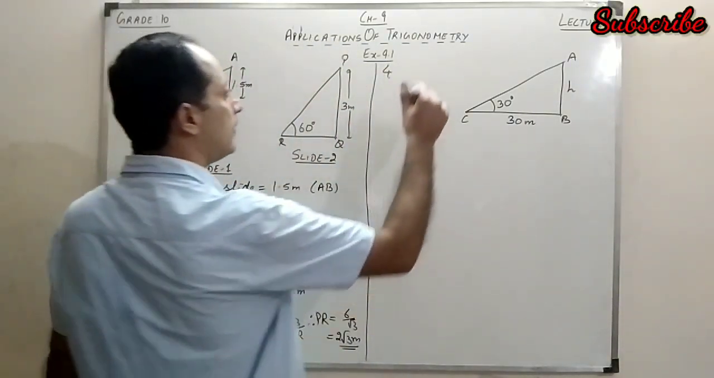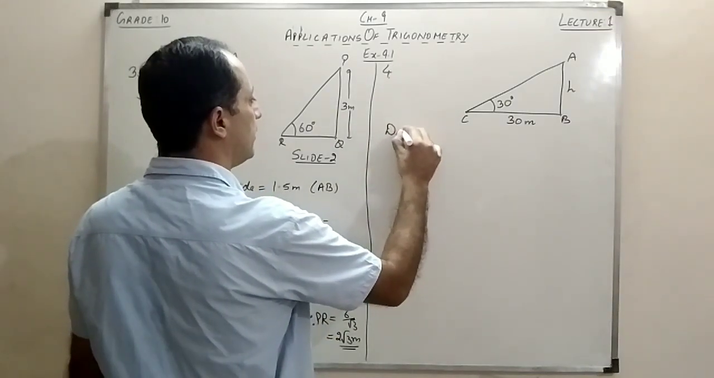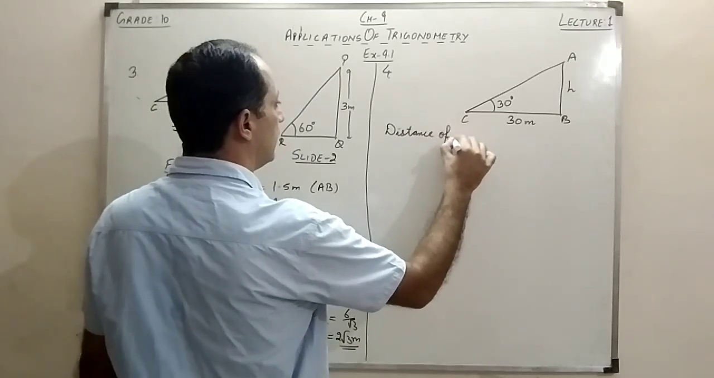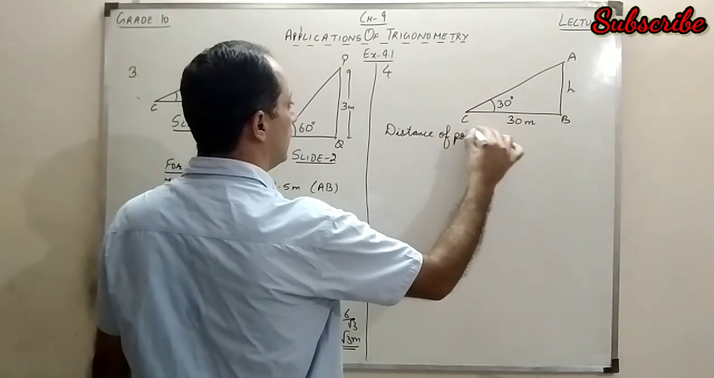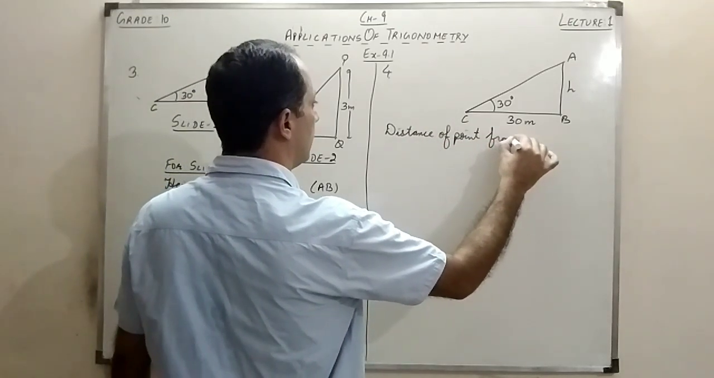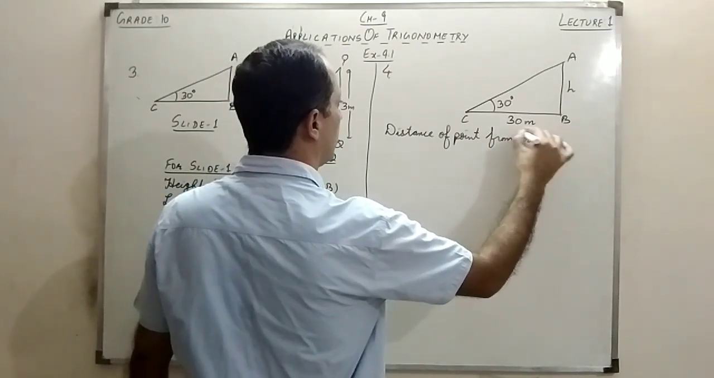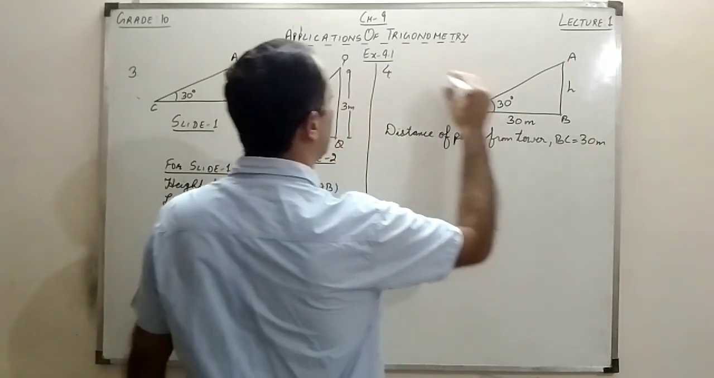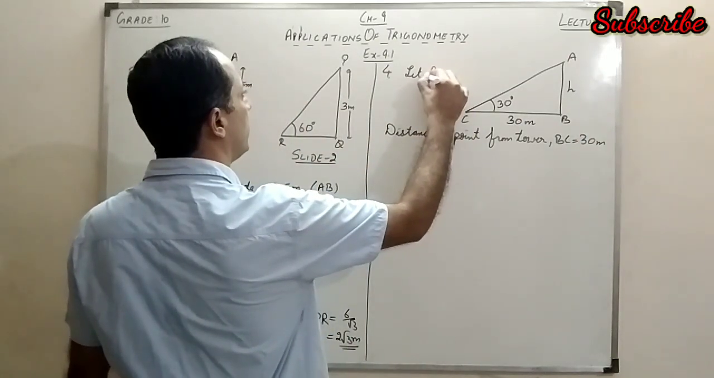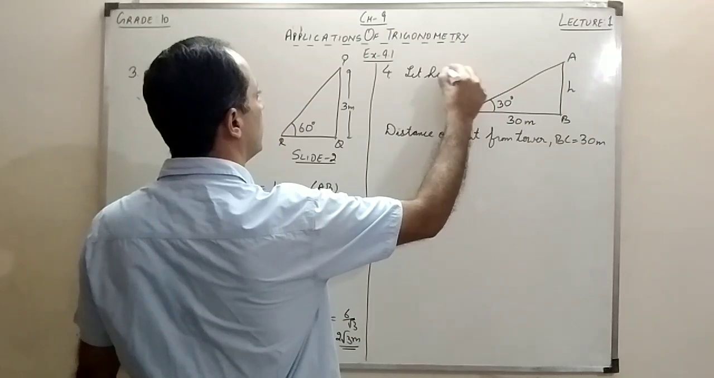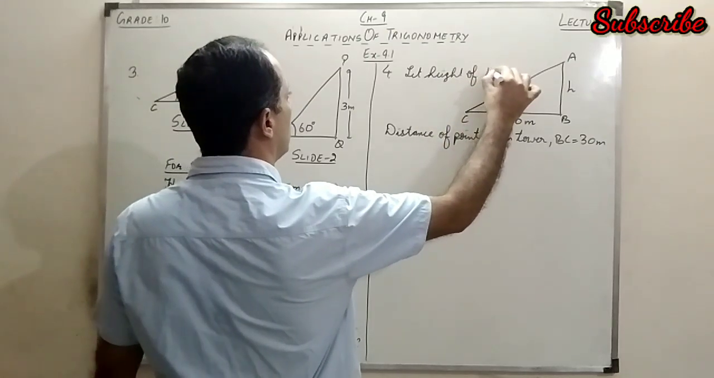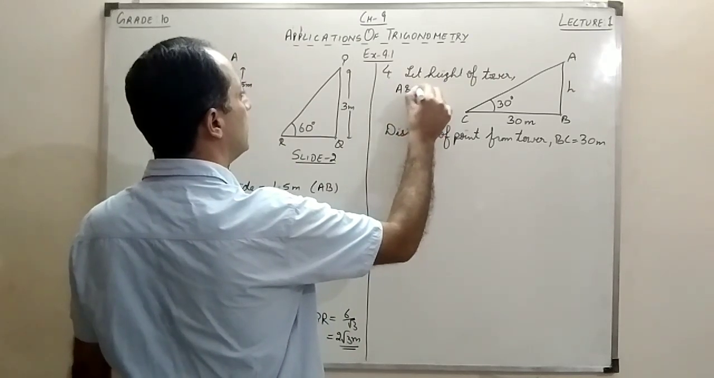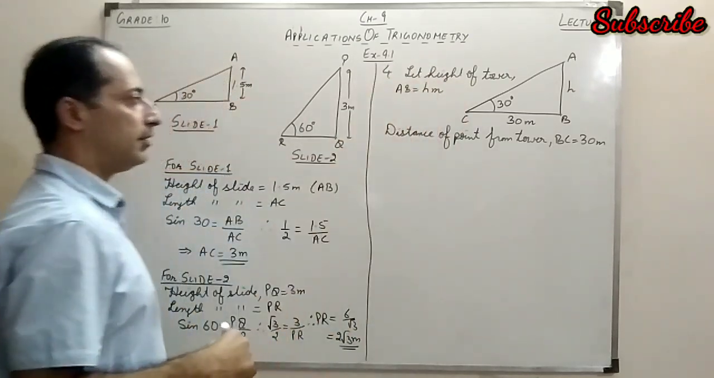Now, distance of point from tower is BC equals 30 meters. Let the height of the tower, we will write the initial height of the tower, that is AB equals h meters.